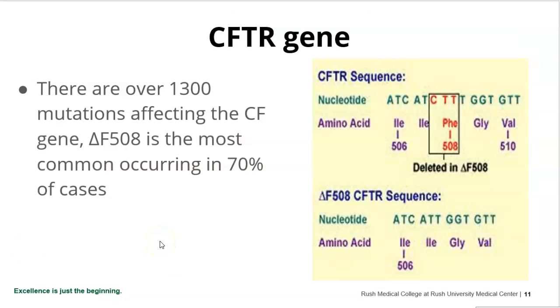So as I said earlier, there's over 1,300 mutations, but this delta F508, this deletion of 3 base pairs, is the most common, resulting in 70% of cases having at least one delta F508 mutation. So again, instead of isoleucine, phenylalanine, glycine, valine, we get isoleucine, and then we get glycine, valine. Because we've lost these 3 base pairs, we don't have that phenylalanine.